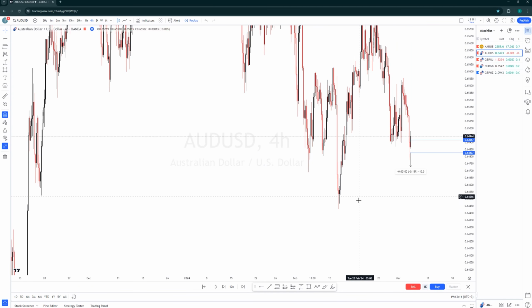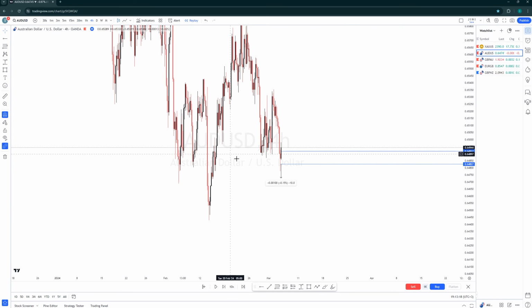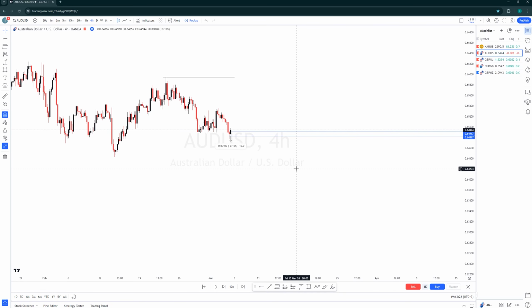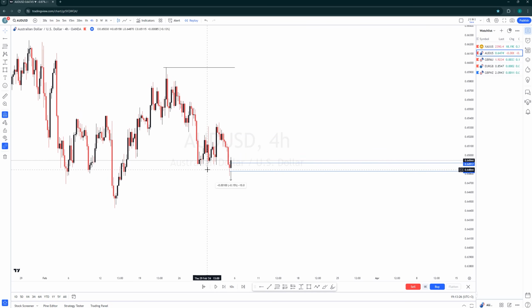Let's see if the market... I don't know why the price... Anyways. Okay, so let's play the chart. So just remove this one.